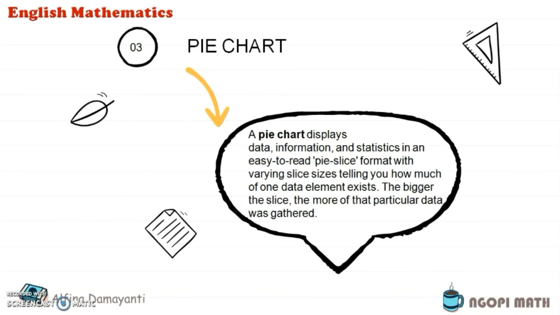And third, we will talk about the pie chart. A pie chart displays data, information, and statistics in an easy-to-read pie slice format with varying slice sizes telling you how much of one data element exists. The bigger the slice, the more of the particular data was gathered.